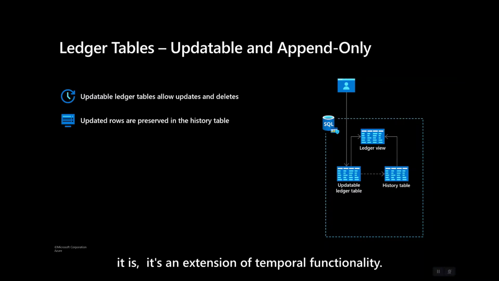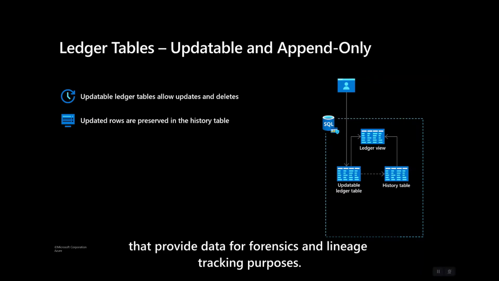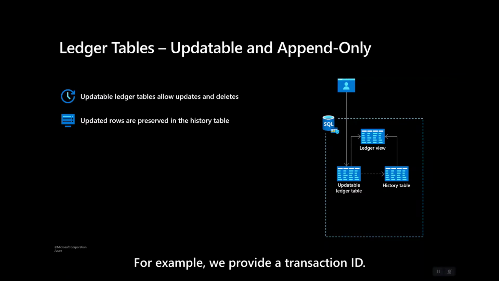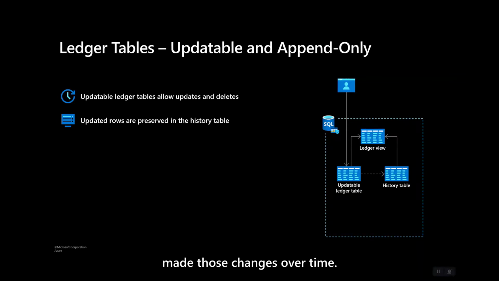So we capture that previous history, but in addition, we add some metadata columns to the updatable ledger table and the history table that provide data for forensics and lineage tracking purposes. For example, we provide a transaction ID, so you know what the transaction was that made the change to those data elements in your table. Now finally, we construct a view, what we call the ledger view, which is a chronicle of your database. This will show you, here's the current value of said row, and here are the previous values and the transactions that made those changes over time.